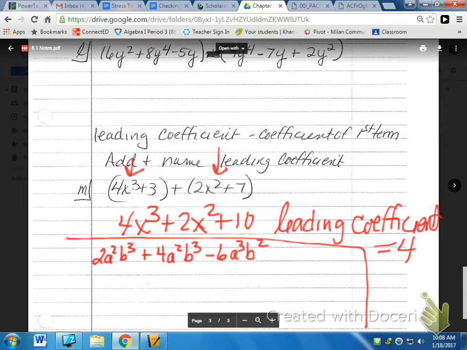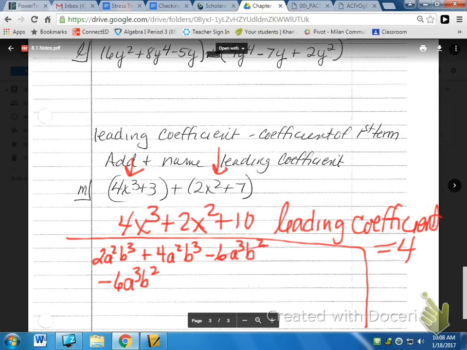Okay, first of all, I got an a and a b. Which one am I going to go by? A. What's the highest exponent on a? 3. Negative 6a cubed b squared. You look through that problem. Do I have any term that has a cubed b squared? No. So that comes down here all by itself. Negative 6a cubed b squared.